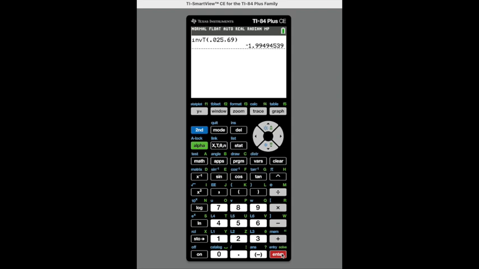Now, typically when we're looking for the t-critical or the z-critical, we're not worried about the negative, just looking at the number itself. So we're going to use that our t-critical is 1.99. Usually for the critical values, you round to 2 places.